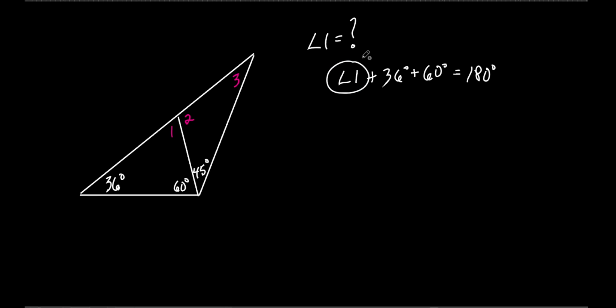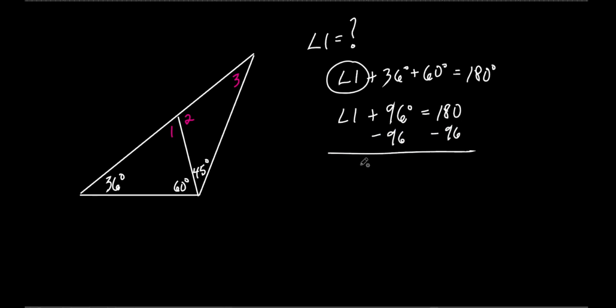Let's add them up. So let's add these two together. So what's 36 and 60? 96 equals 180. And you said it. You subtract 96 from both sides now. Everybody see that? Subtract 96, subtract 96. What is that? 84? Okay. Angle 1 is equal to 84 degrees. So good. We're done with that one anyway. So that's 84 degrees.